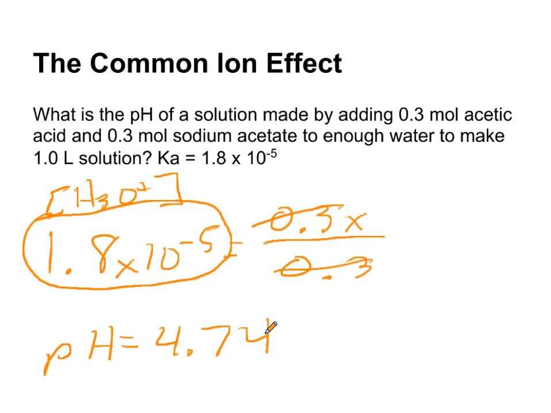If we didn't have the sodium acetate, it would have been x squared divided by 0.3. X would have been a little bit higher. Our pH would have been a little bit more acidic. But since we had that sodium acetate present at the beginning, it decreased the hydronium concentration by causing a shift in Le Chatelier's principle, shifted the reaction to the left, and caused us to have a higher or more basic pH.